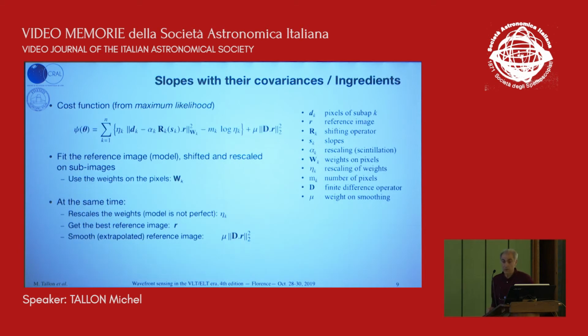So now when we have the variance, we call that the weight of the pixel. So each pixel comes with its weight. The weight is the inverse of the variance. I call it W here. To get the error, the value of the slopes, we want to minimize a general cost function, where, of course, I've added some regularization.